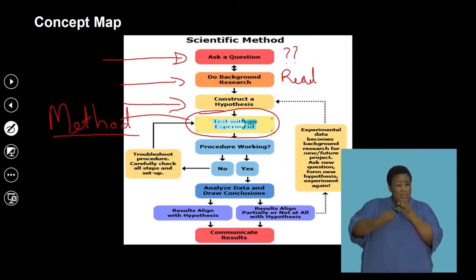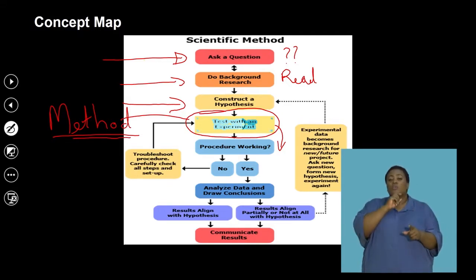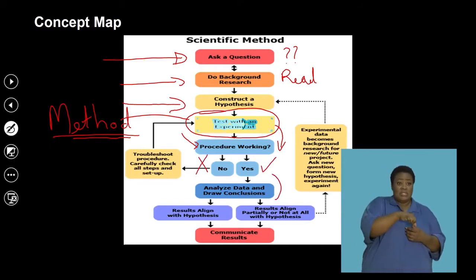The next step would be, let's see if that method actually produces results. Has that procedure worked? So we conduct an investigation using a scientific method, and then we look at whether that has worked. And there's two possibilities. Yes, it has, or no, it hasn't. If it has, we've got to analyze the data. And we've got to use the data that we've generated from that experiment to draw a conclusion.